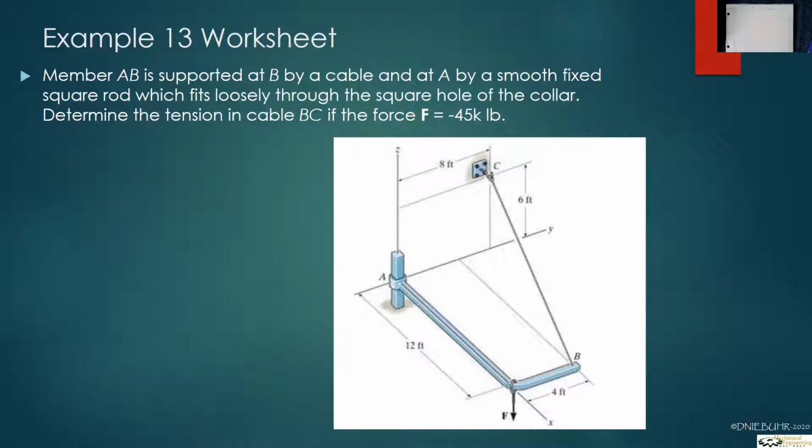Now this problem in particular is easy because it's not really asking us to do a lot. For example, you're told, and again, whenever it says smooth, that means there's no friction, which we haven't dealt with yet anyway. It tells you that down at F there's a 45-pound force in the negative z direction, and all you want to do is calculate BC. So let's go ahead and look at that problem.